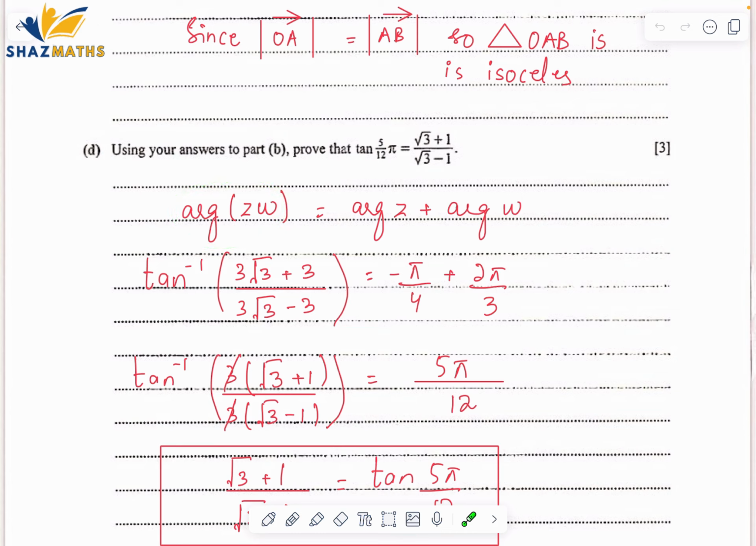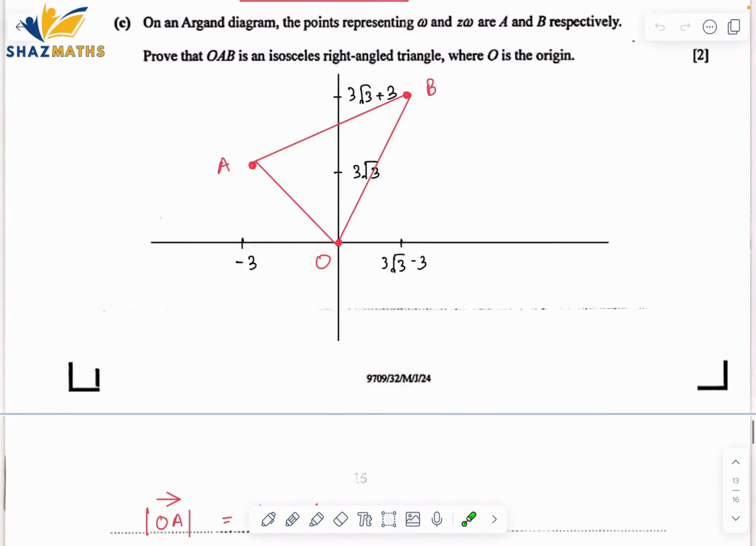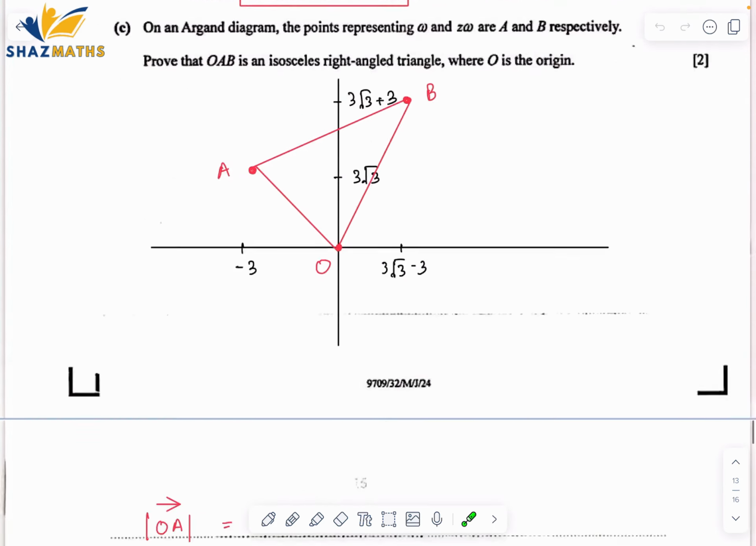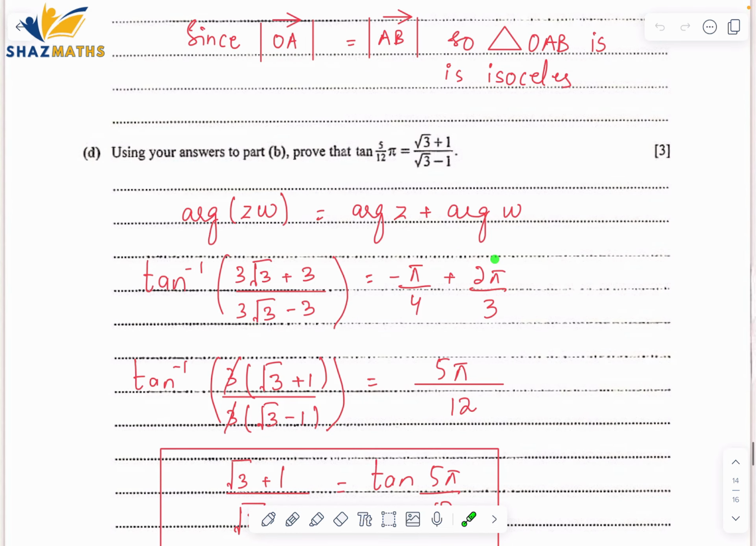So argument of z and argument of w have been found in the previous part, which is minus pi by 4 and 2 pi by 3. So if we simplify that, it will come out to be 5 pi by 12. As far as zw is concerned, we have already found the expression in the first part here.